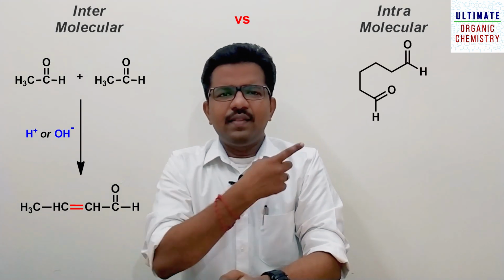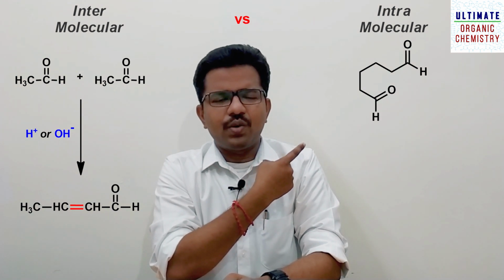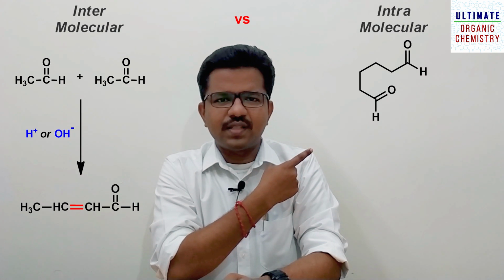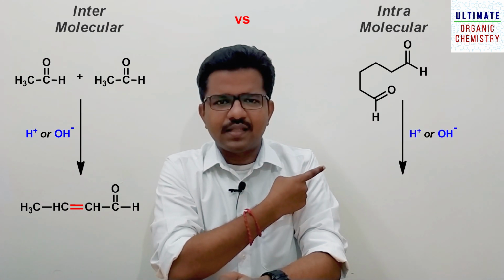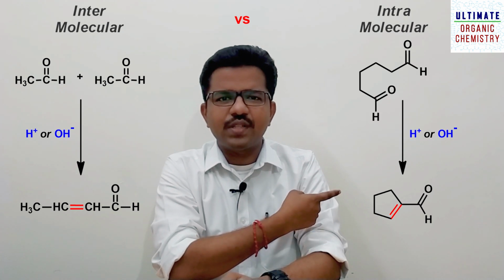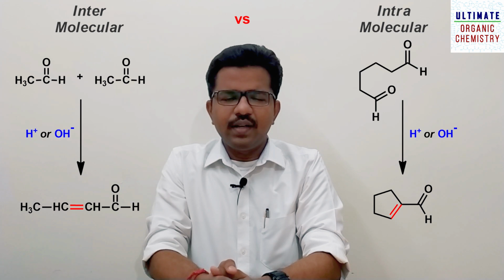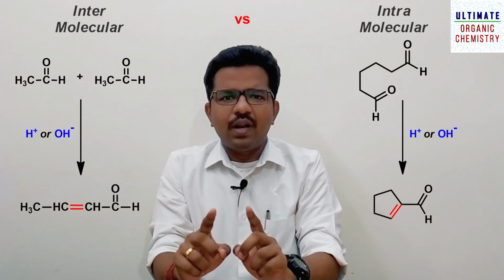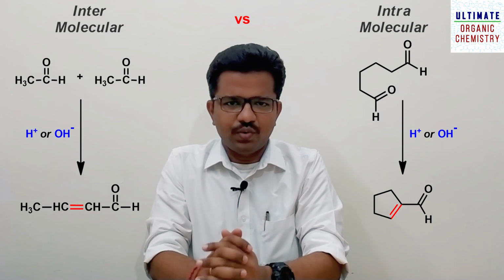For example, in this molecule having two functional groups, that is aldehyde or ketone, which are present in the same molecule itself, when they react in the presence of acid or base catalyst, it will form a cyclic compound, which is known as intramolecular aldol condensation reaction. So inter means between the molecules and intra means within the molecule. So this is the difference between these two reactions.